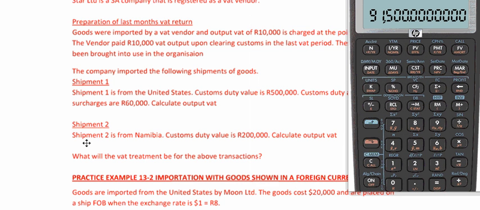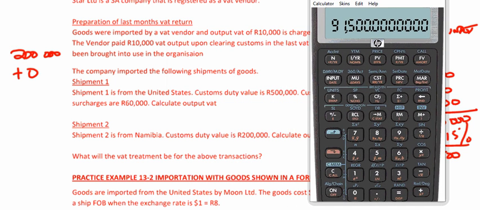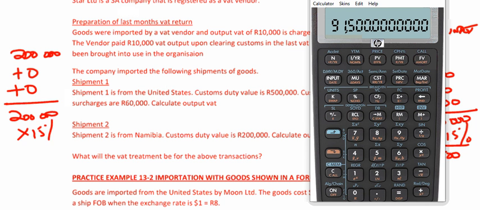So shipment 2 is from Namibia. Customs duty value is 200,000. Calculate output VAT. So this is 200,000. Do we add 10%? Absolutely not. It comes from a BSLN country: Botswana, Swaziland, Lesotho, Namibia. We don't need to add it on, so plus 0. In the previous question we added 10%; this one we don't. There are no import surcharges mentioned in the question. That leaves you with 200,000 times 15%, which leaves you with 30,000 that you would actually claim.